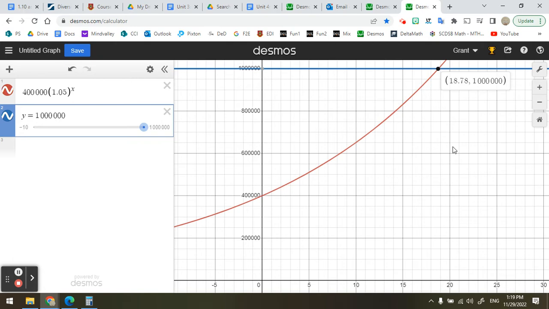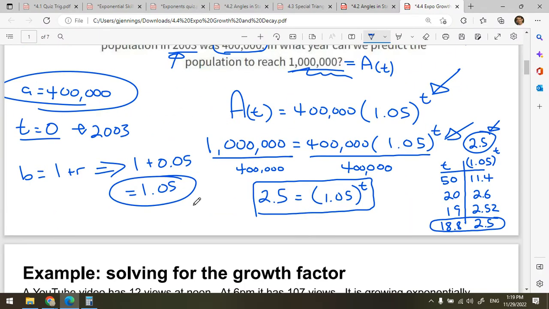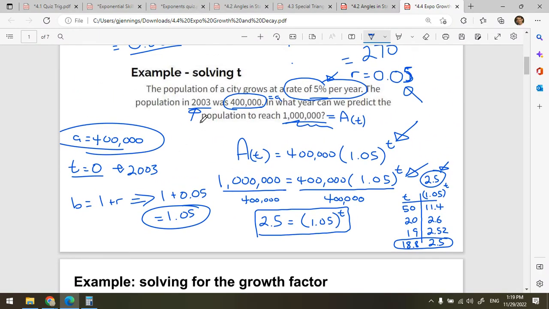So if it takes 19 years for the population to reach a million people, what is our answer? Well, our answer is not 19. Our answer is 2003 plus 19, because we decided 2003 would be year 0, and it takes 19 years after that. So it's right now, 2022, that this would happen. Or, well, actually, just at the end of 2021, that would have happened. The population would have gone over.